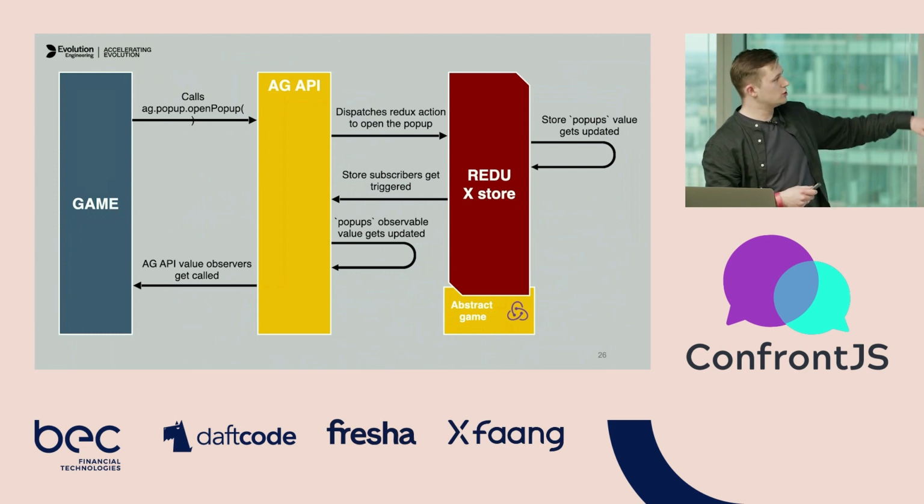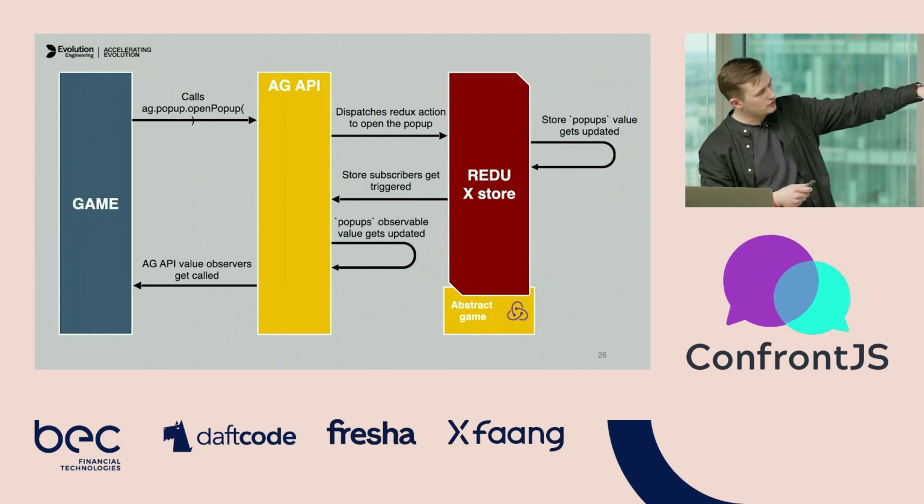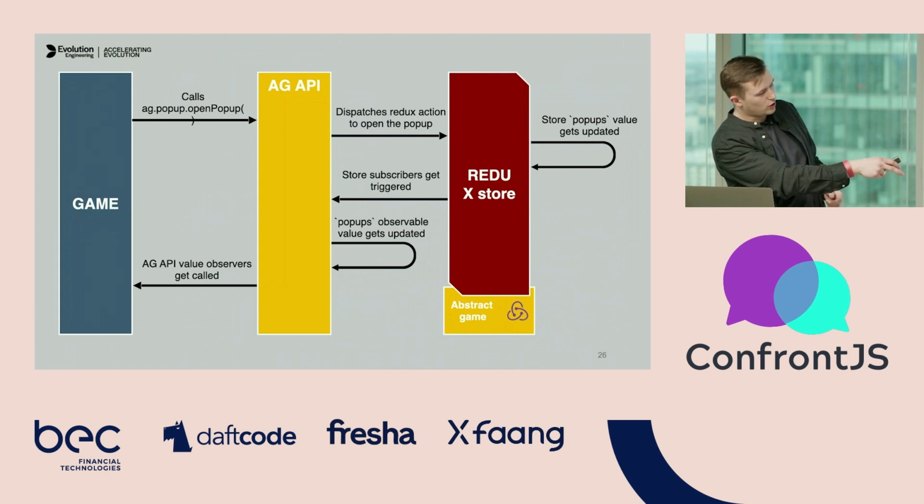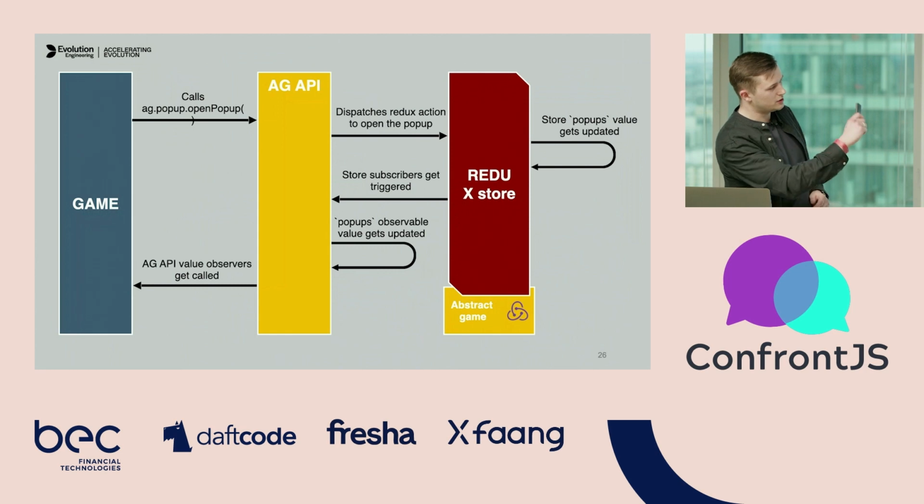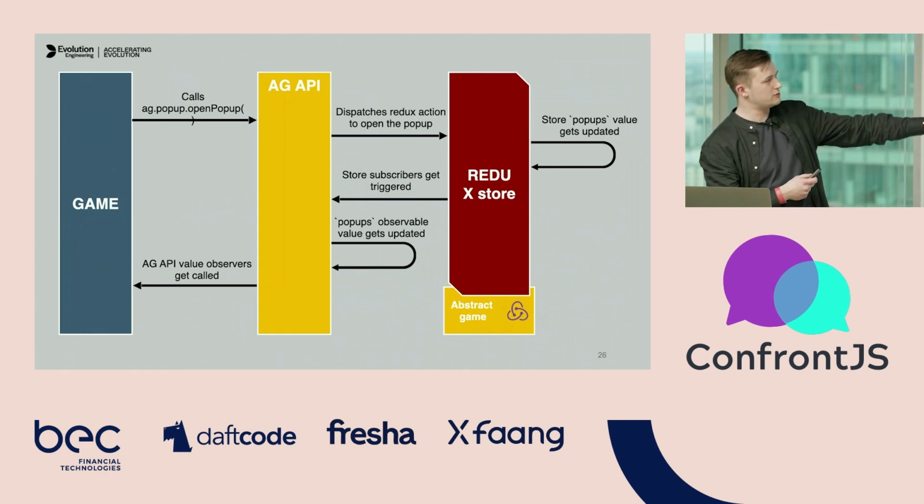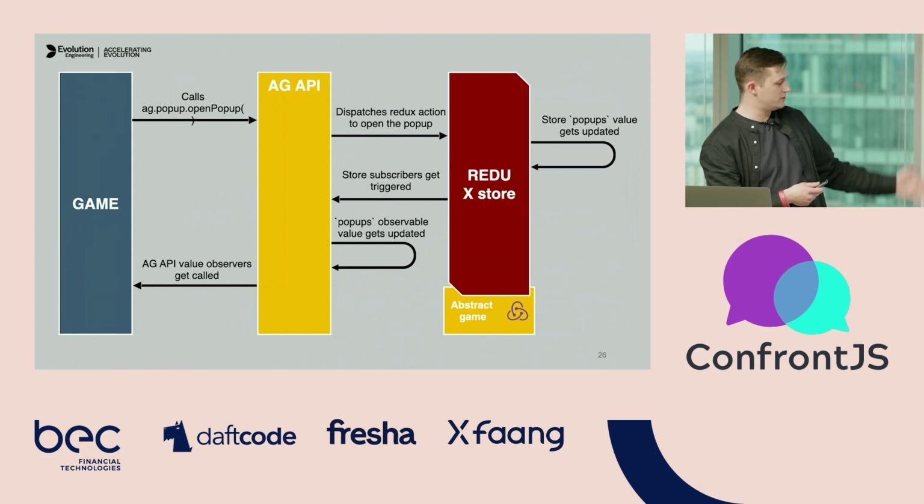So the game would call the open pop-up function of the pop-up module of the abstract game API. Abstract game API, as a wrapper around abstract game, will actually dispatch an action to open the pop-up. The Redux store of the abstract game will listen to that action, run that action through the middlewares or whatever, update the store, and then the previous scheme will fire up. So the store subscriber, the abstract game API, will be called, it will update the observable value, and then all the observers of this value will be notified, which is cool.